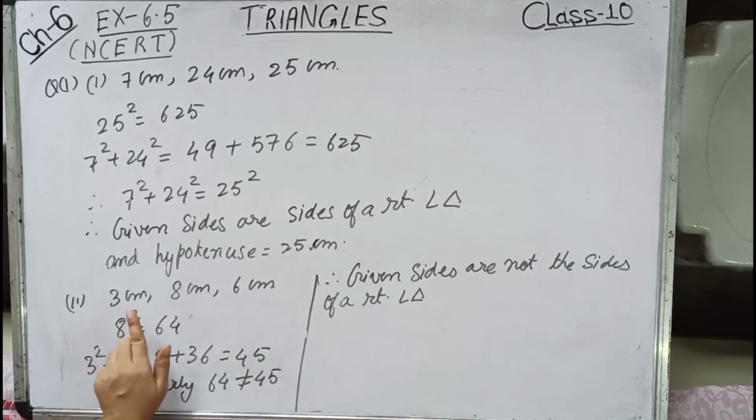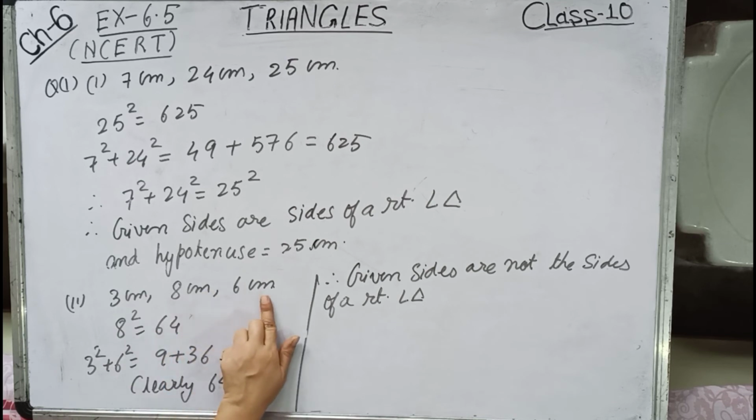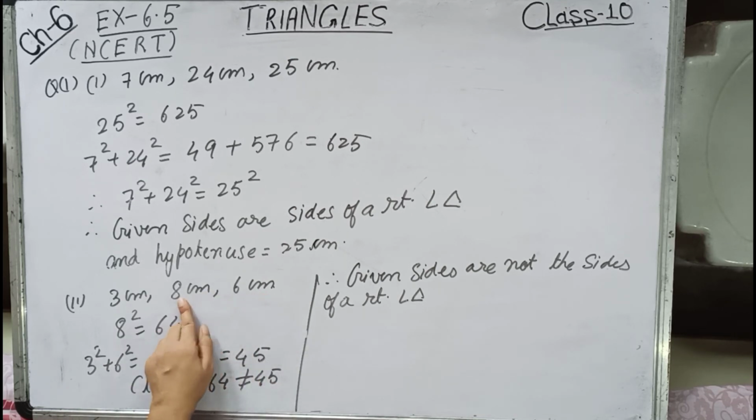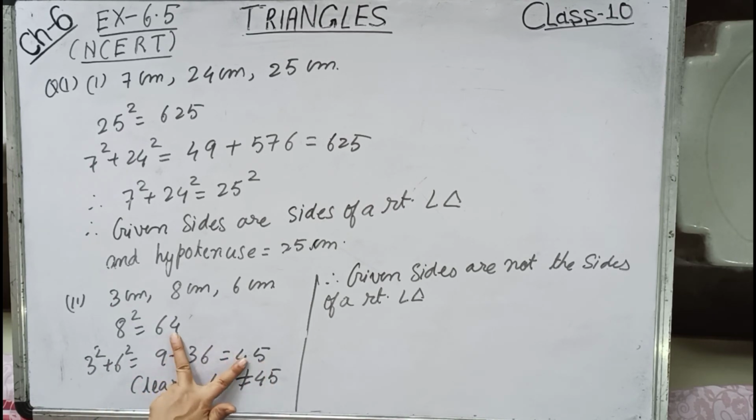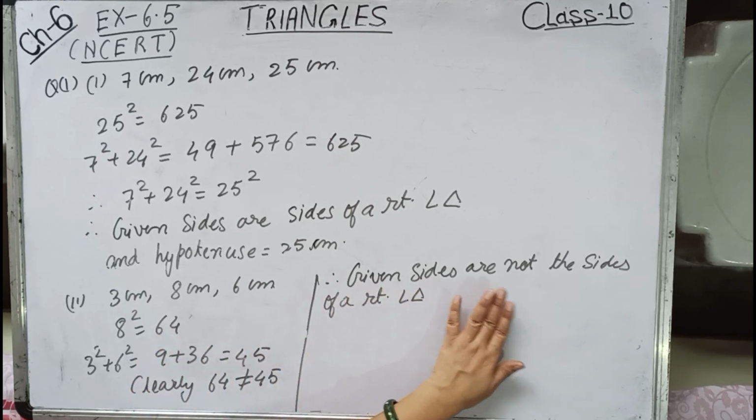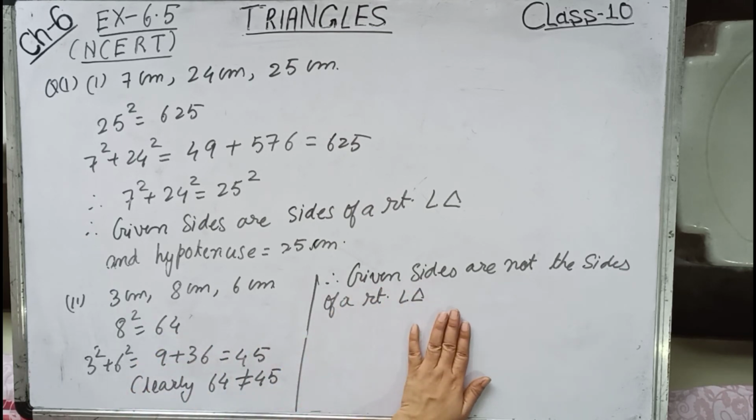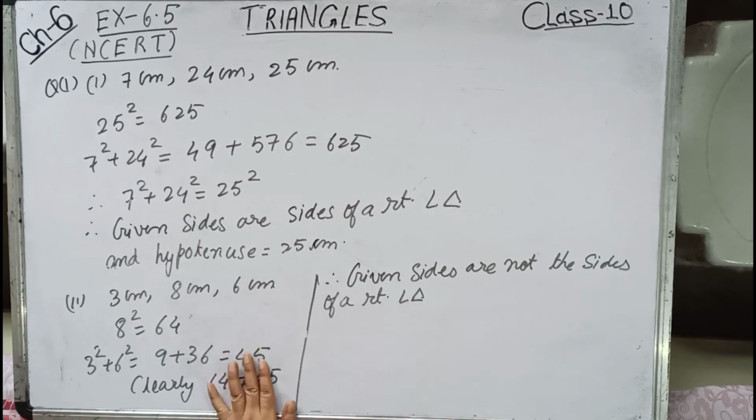Subpart number 2 is 3 cm, 8 cm, 6 cm. The longest side is 8 cm and the square of 8 is 64. The sum of the squares of the other two sides is 3 square plus 6 square, that is 9 plus 36 is 45. Obviously 64 is not equal to 45. Therefore given sides are not the sides of a right angle triangle. Subpart number 3 and 4, do it yourself.